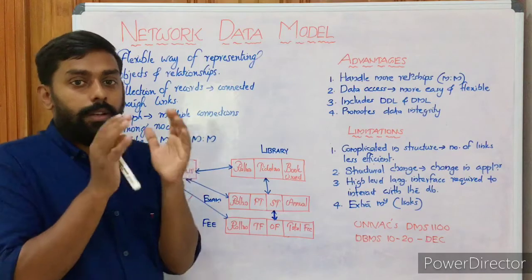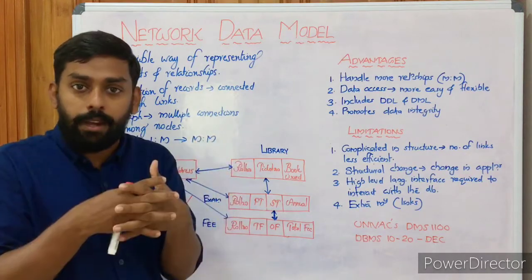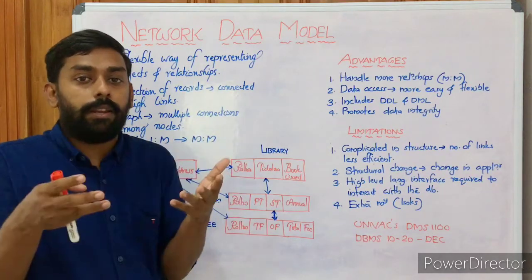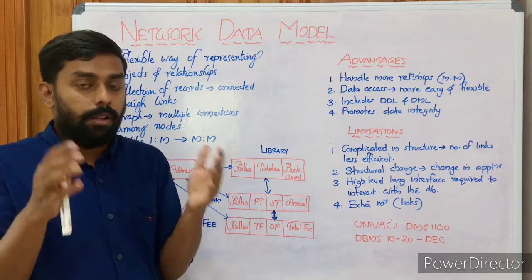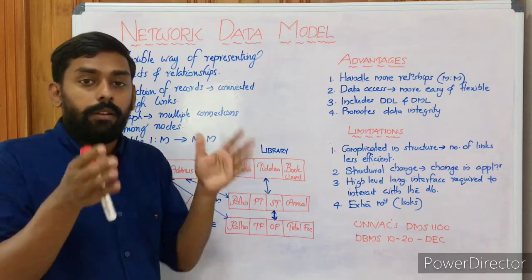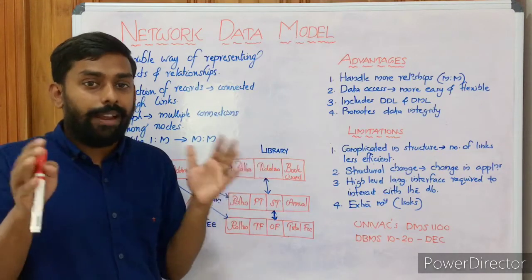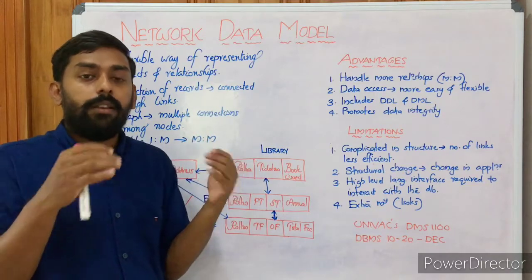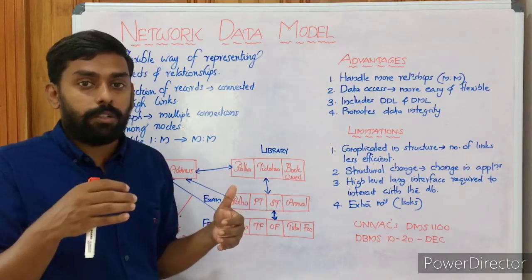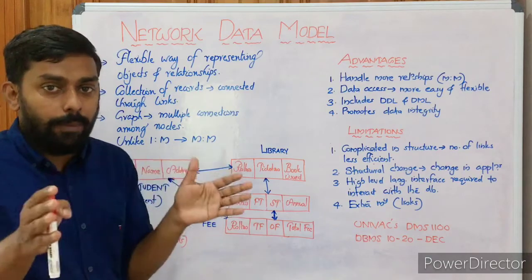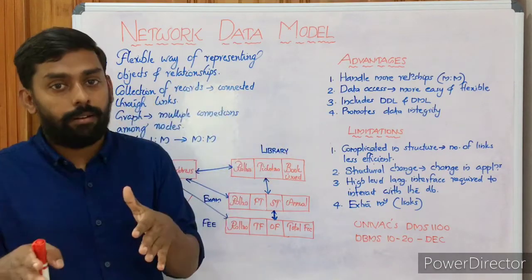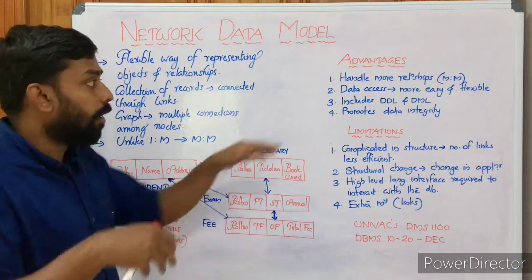Main points: it's a collection of records which are connected by links, and it's a flexible way of representing objects and their relationships, or records and their relationships, and it uses a graph for representing data. And of course we'll have links. Then it follows a many to many relationship. There is not a single parent; there will be parents and children. You have seen it.